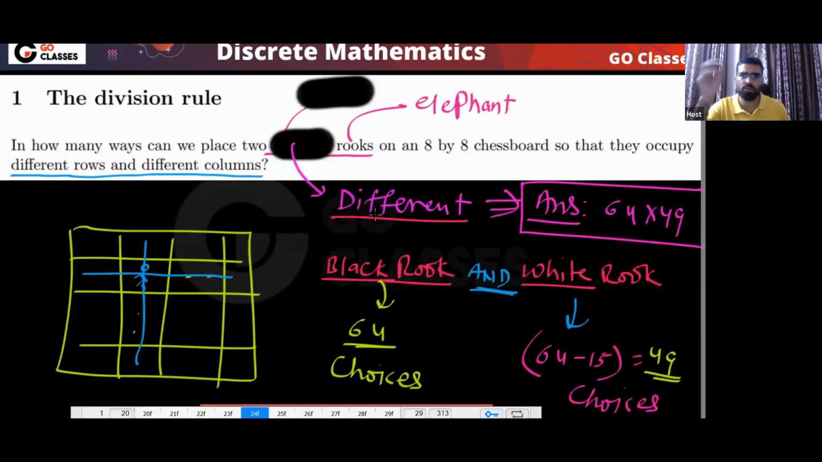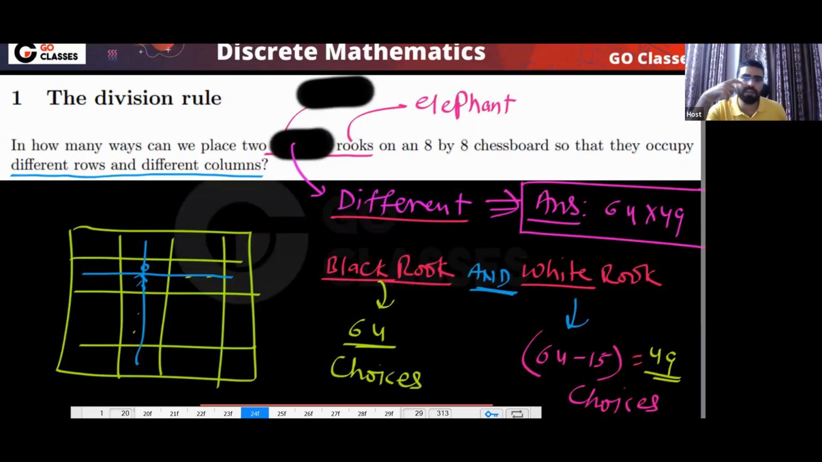Anyway, you can notice that for the black rook, I can put it anywhere. There are 64 choices for the black rook. Once I have put the black rook, for the white rook we have 49 choices. So finally, the answer will be 64 into 49. Very simple.